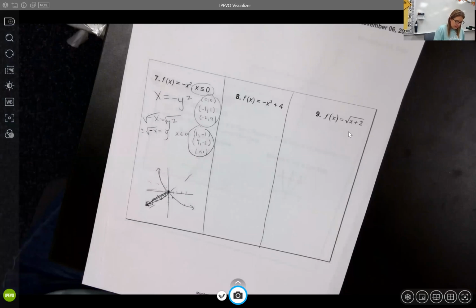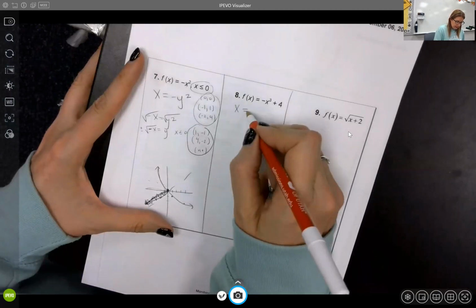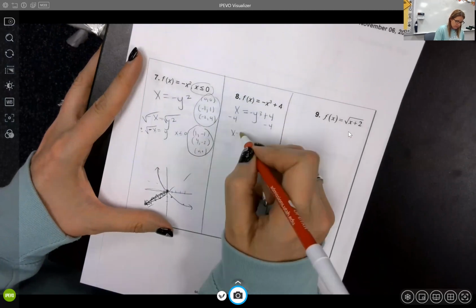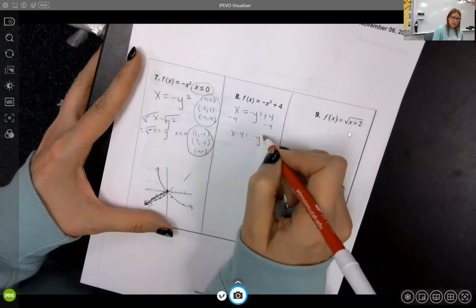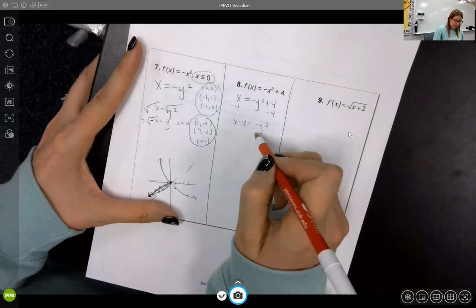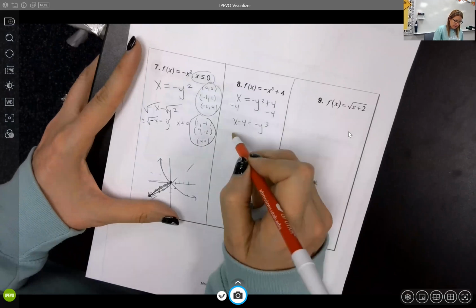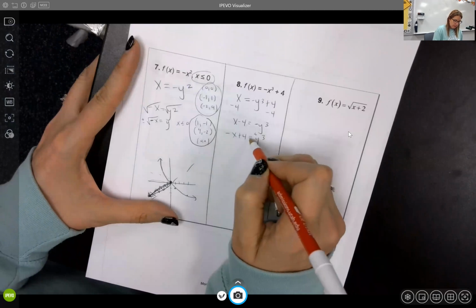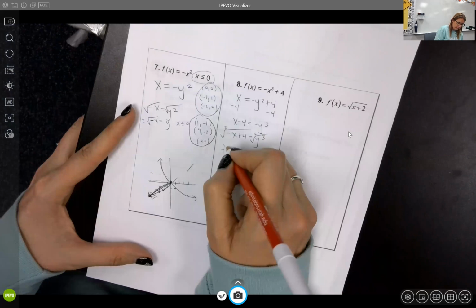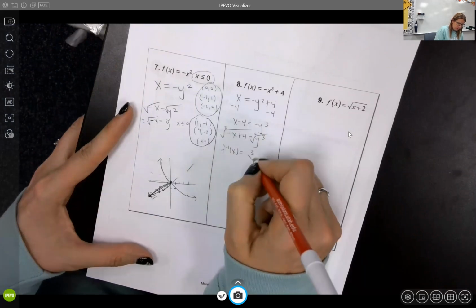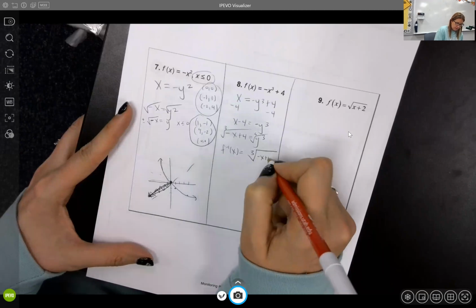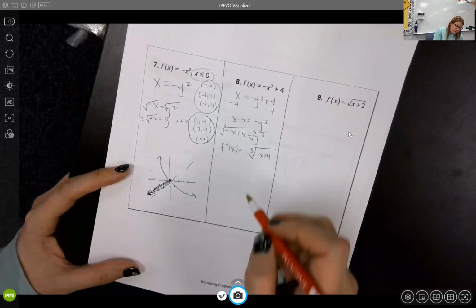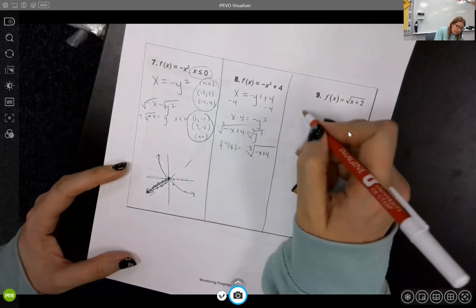Okay, so in this one, it's a little bit different. We have x equals negative y cubed plus 4. So I'm going to subtract the 4, so x minus 4 equals negative y cubed. And then on this one, we're going to divide by that negative. So that's going to be negative x and positive 4. And then I can take the cube root. So the inverse is the cube root of negative x plus 4. Okay? And we're not going to graph that one. You won't have to do graphs of that complicated.